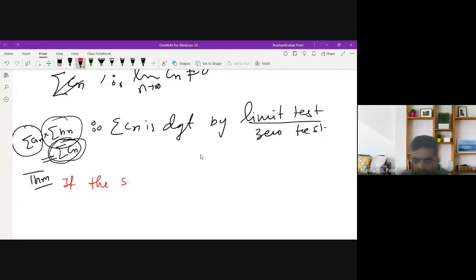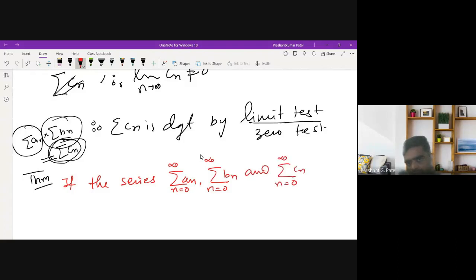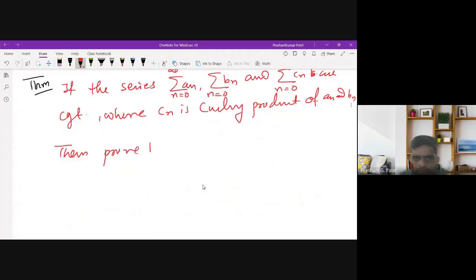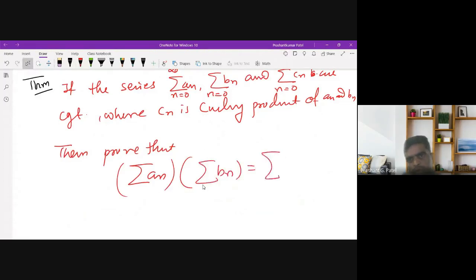If the series summation of n running from 0 to infinity an, summation n running from 0 to infinity bn, and summation n running from 0 to infinity cn are convergent, where cn is the Cauchy product of an and bn, then prove that the summation of an into the summation of bn is equal to the summation of cn, n running from 0 to infinity. So this is the theorem. It tells that if all of them are convergent, then we can say that the product will be this.